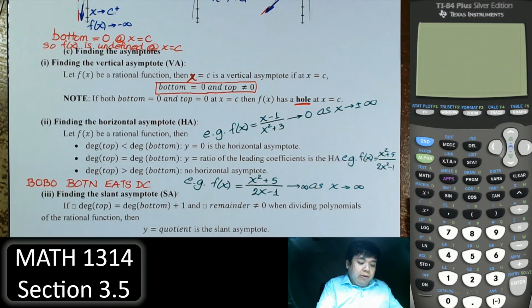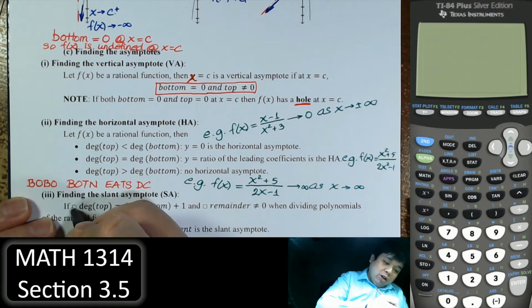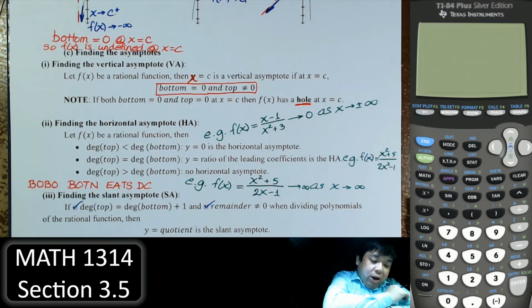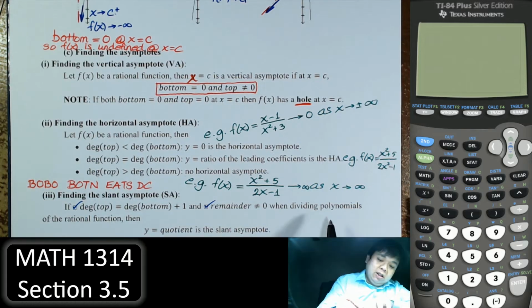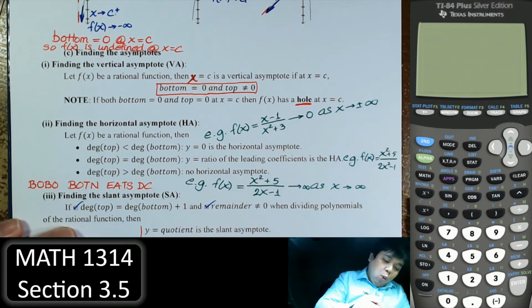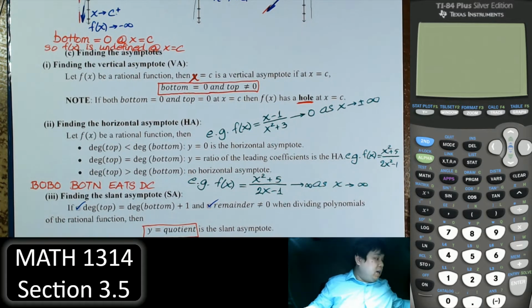Right. For the slant asymptote, to find it, we require two conditions. That's why I write the checkbox here. We have to have both of these. When the degree on top is 1 more than the bottom, and when the remainder is not equal to 0 when we divide the polynomial in the rational function. In that case, y equal to the quotient is the slant asymptote.